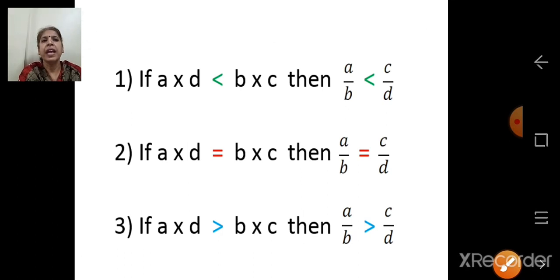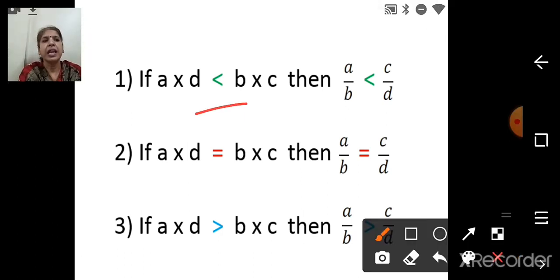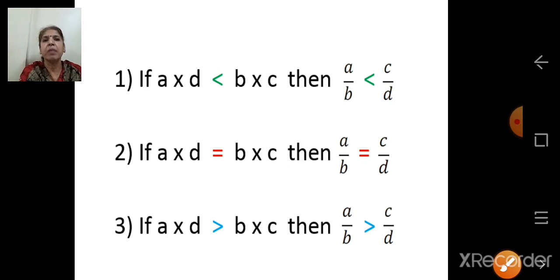If a into d is less than b into c, then a upon b is less than c upon d. If a into d is equal to b into c, then a upon b is equal to c upon d. If a into d is greater than b into c, then a upon b is greater than c upon d. So this rule will help us to compare the given rational numbers.